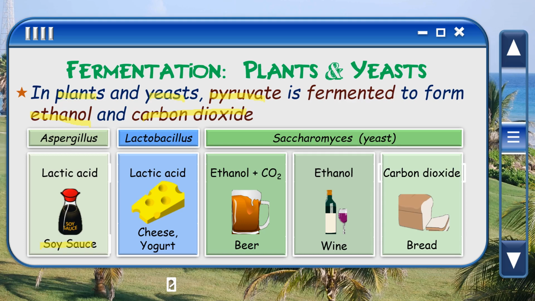There is lactic acid. And then there is the preparation of yogurt and cheese. That is still anaerobic respiration. Still there is lactic acid. Now when it comes to our beer, there is production of ethanol and carbon dioxide. In wines, there is ethanol. And then in breads, we have carbon dioxide. So fermentation in plants and yeast ends up yielding ethanol and carbon dioxide.